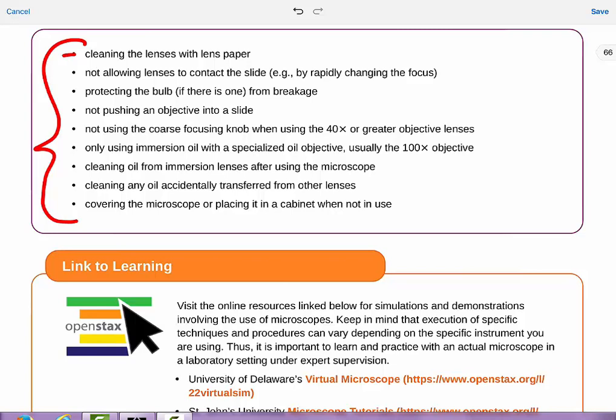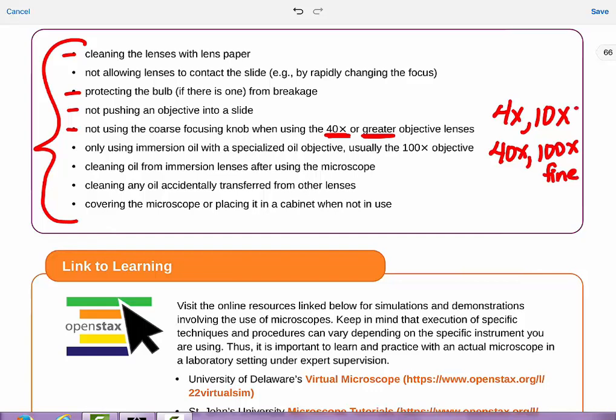Okay, so cleaning with lens paper, not allowing the lenses to contact the slide, protecting the bulb if there is one from being broken, not pushing an objective into a slide, not using the coarse focusing knob when using 4x or greater. That's an important thing that you should absolutely know. Key thing there will be on an exam is the coarse adjustment knob or the coarse focusing knob is only used with 4x and 10x. Once you then get up to our 40x and 100x, you should only ever use the fine focusing knob.